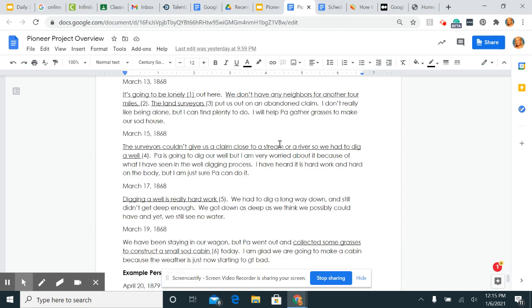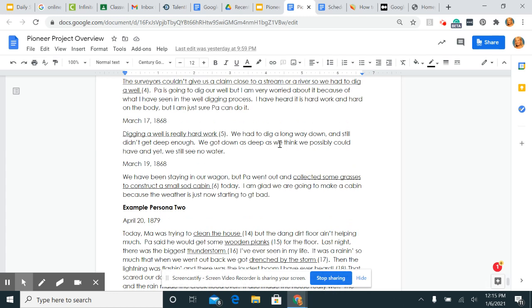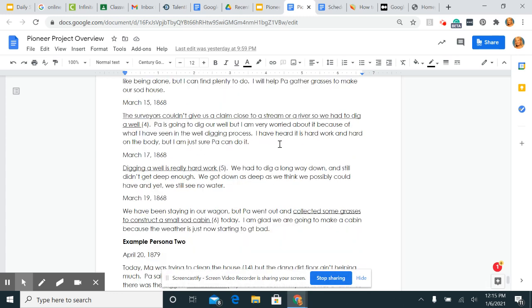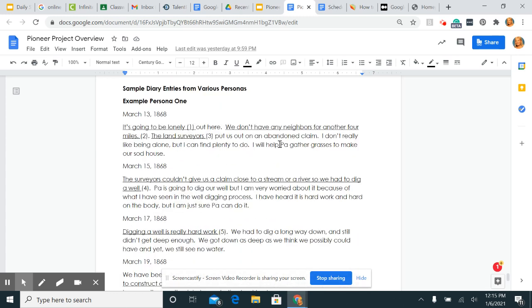Here are some examples of what journal entries could look like. Now, you'll notice that things are underlined and numbered as you go through them. Things that are underlined and numbered are the facts that you're including. You have to have 48 of them at least. So this first one, let's just take a peek at that.